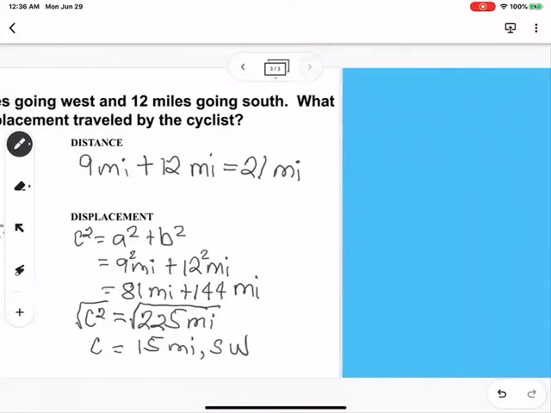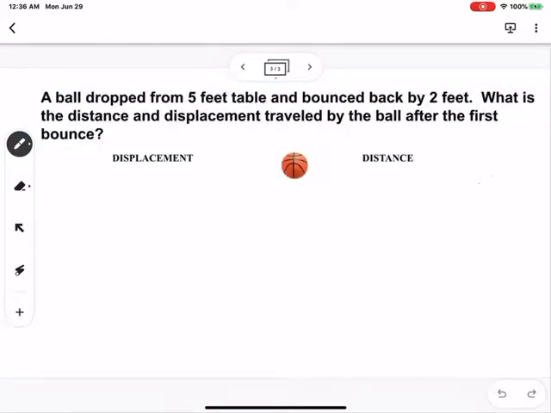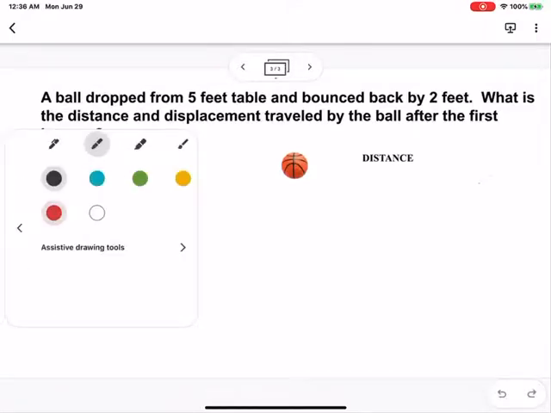Now let's have another example. Example number 3. A ball dropped from a 5 feet table and bounced back by 2 feet. What is the distance and displacement traveled by the ball after the first bounce? So let's first illustrate our movement.